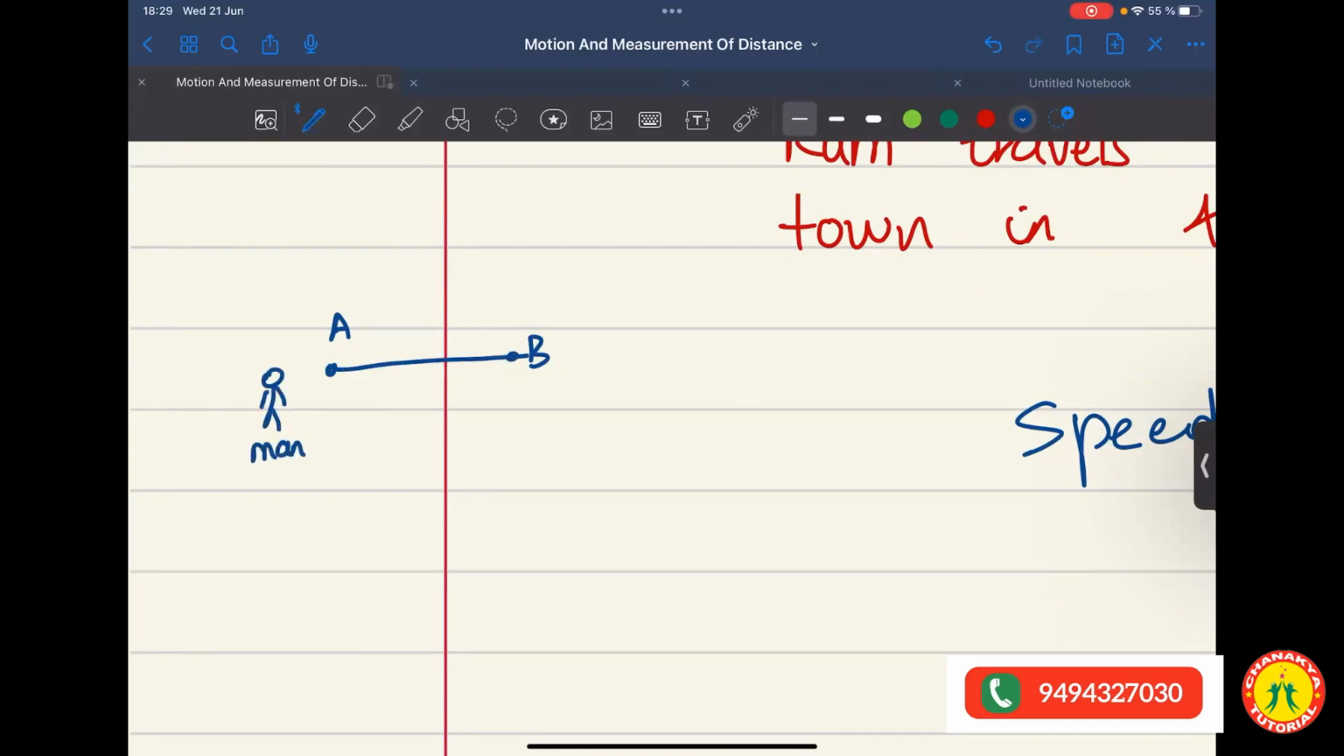a man travels from A to B with a speed of 52 kilometers per hour, covering a distance of 100 kilometers. How much time did the man take to reach B? Advika, start.